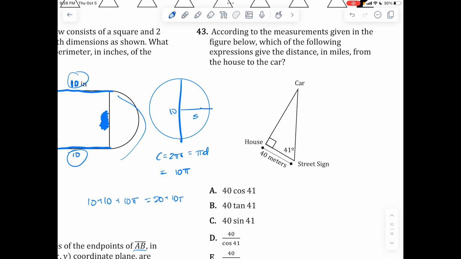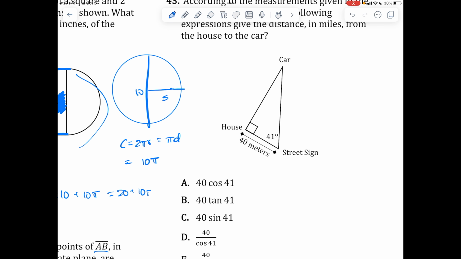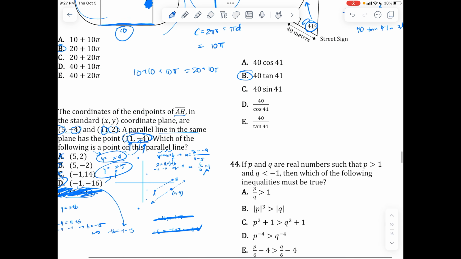According to the measurements given in the figure below, which of the following expressions gives the distance in miles from the house to the car? Okay, so we have an angle. We have the adjacent side, and we want to find the opposite. That looks like tan theta equals opposite over adjacent. So let's do tan of 41 equals, I'll call this x, over 40. 40 times tan of 41 is going to give you x. We don't even need the number. That is the correct answer.